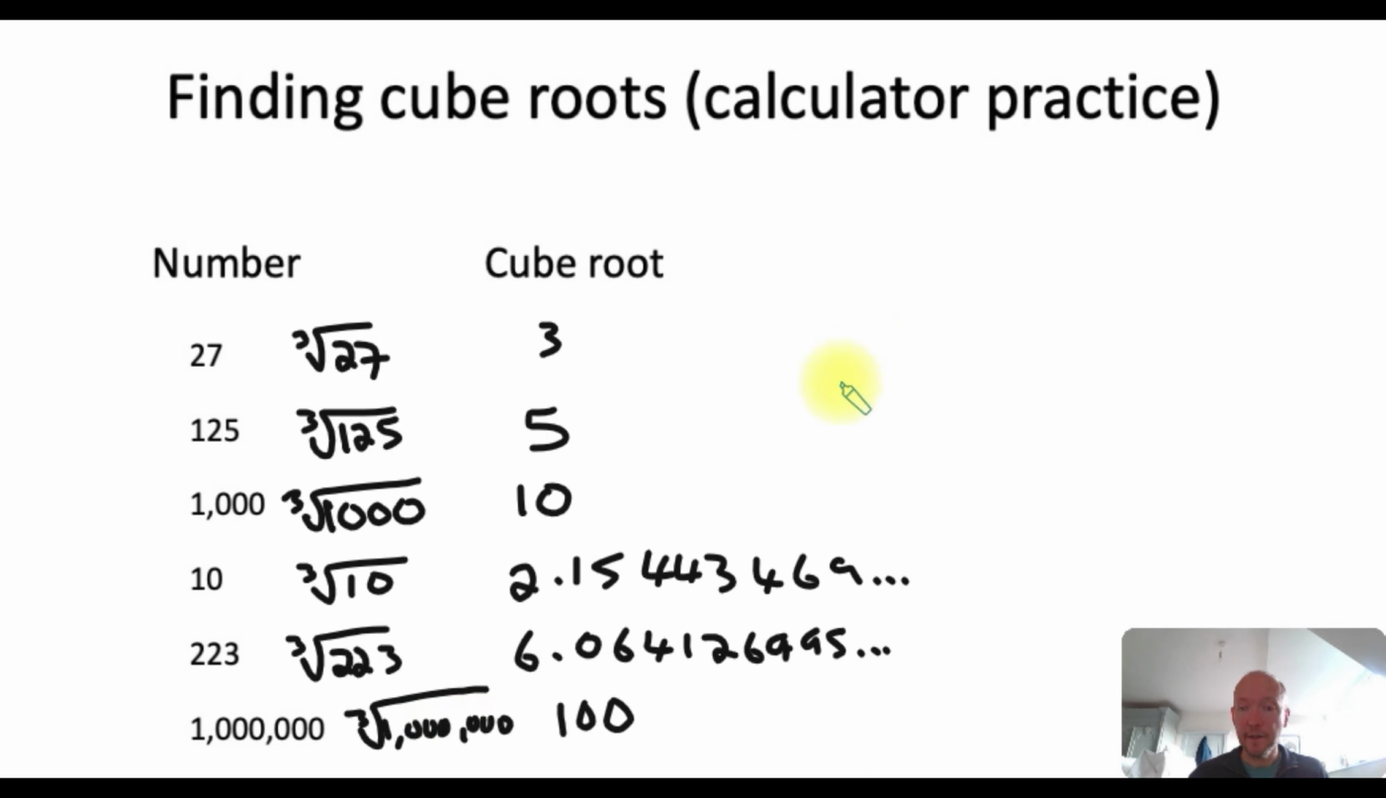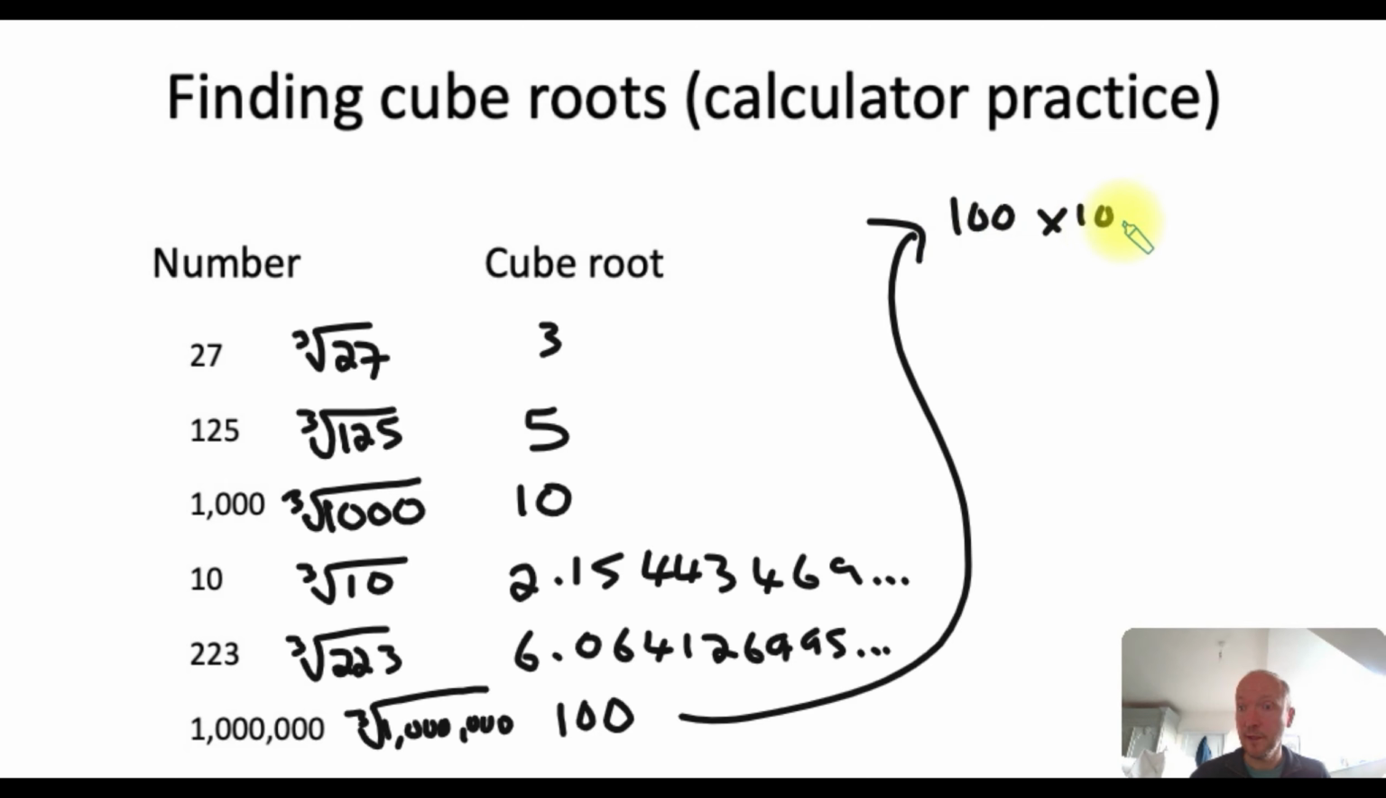Just explore why that is for a second. If we just take that one here. Why is that 100? Because 100 times 100 times 100 is going to be 1,000,000. Right, so that's how you find a square root, sorry, a cube root, pardon.